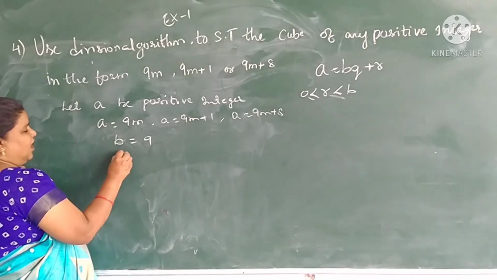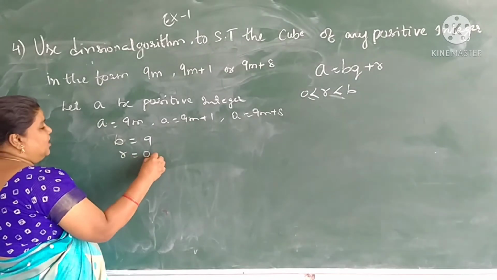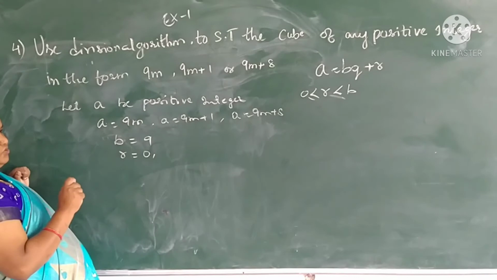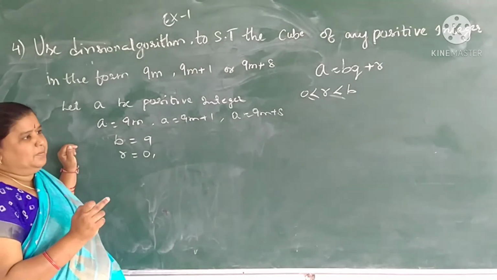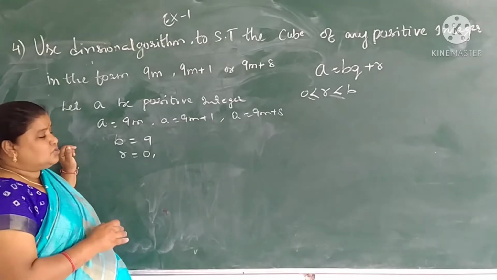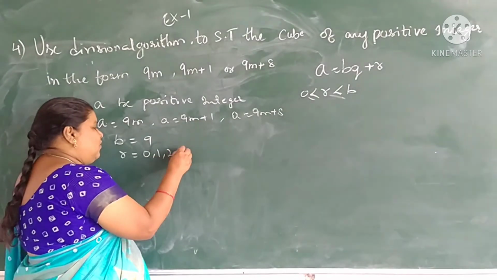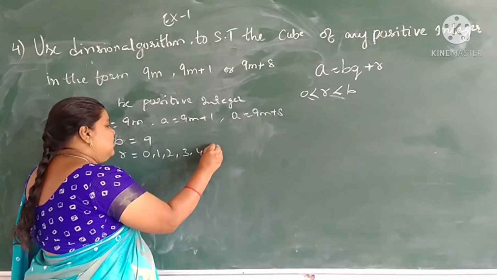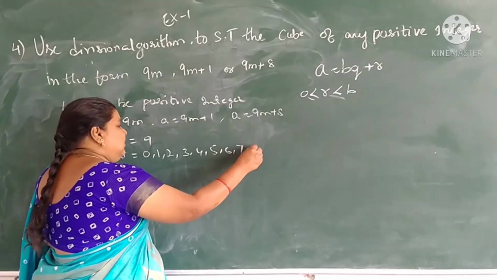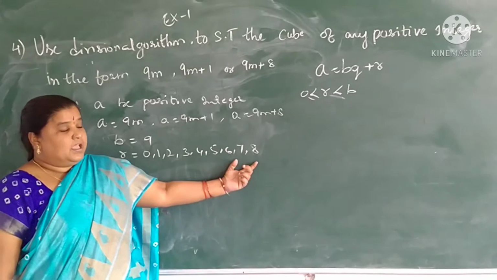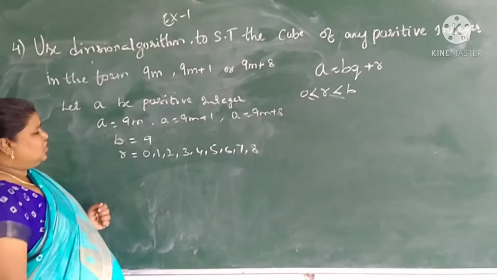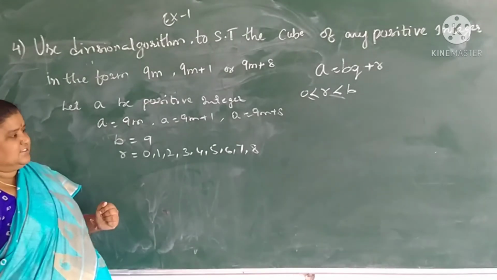Now what will be the r? The values of r should be greater than or equal to 0 and less than 9. So what are the values? 0, 1, 2, 3, 4, 5, 6, 7, 8.